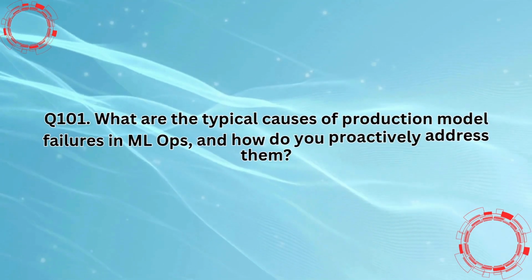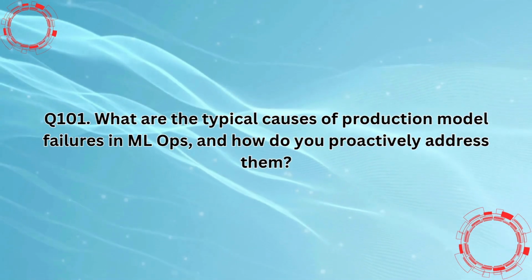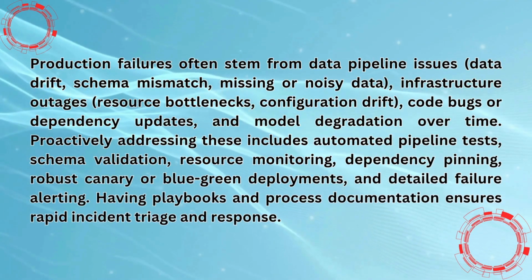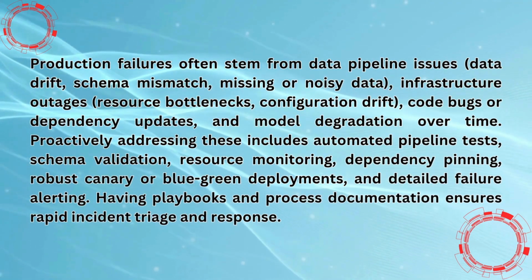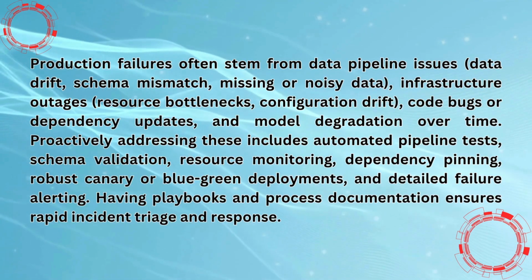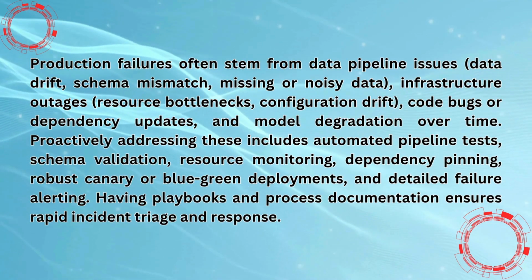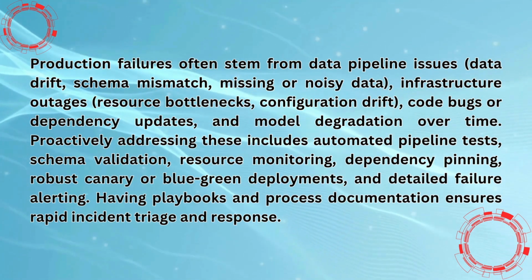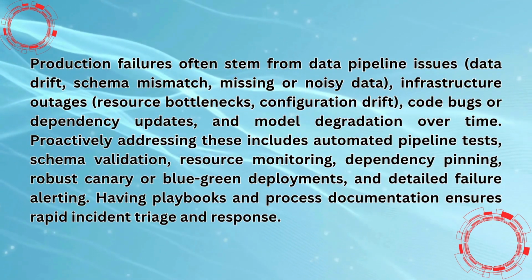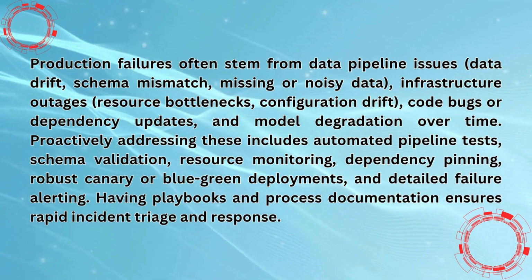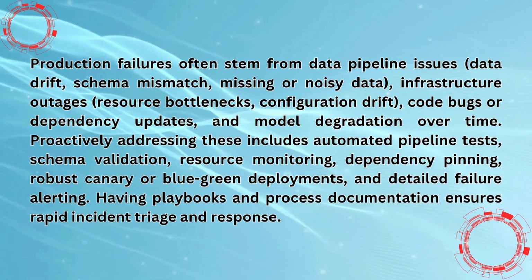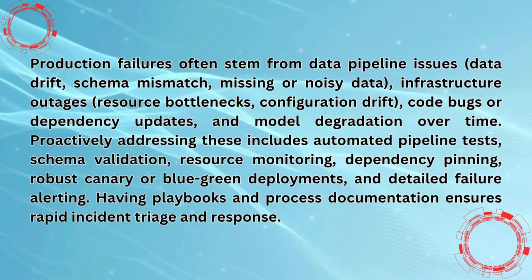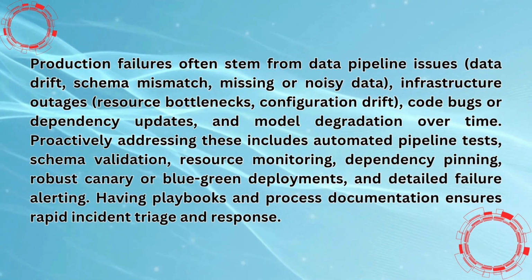What are the typical causes of production model failures in ML Ops, and how do you proactively address them? Production failures often stem from data pipeline issues, data drift, schema mismatch, missing or noisy data, infrastructure outages like resource bottlenecks, configuration drift, code bugs or dependency updates, and model degradation over time. Proactively addressing these includes automated pipeline tests, schema validation, resource monitoring, dependency pinning, robust canary or blue-green deployments, and detailed failure alerting. Having playbooks and process documentation ensures rapid incident triage and response.